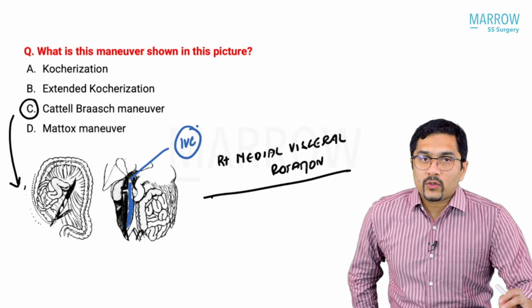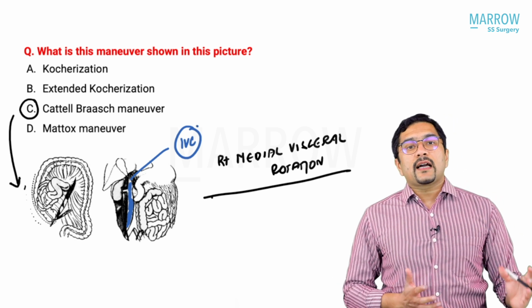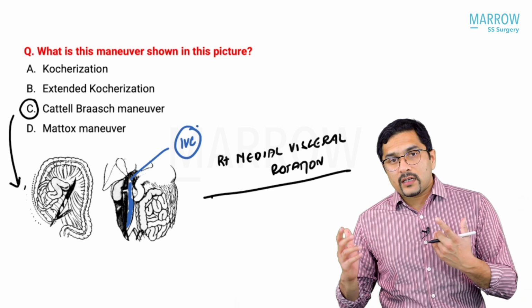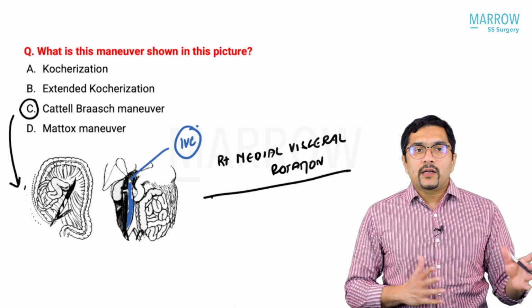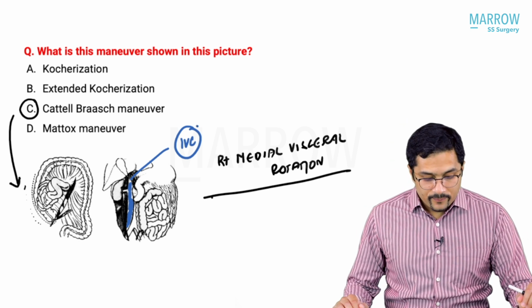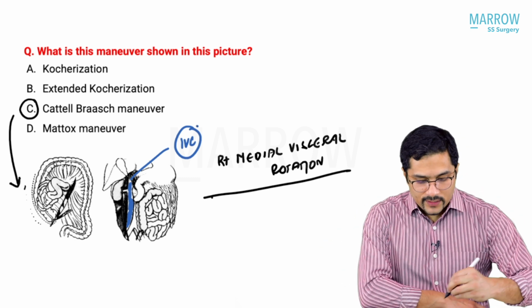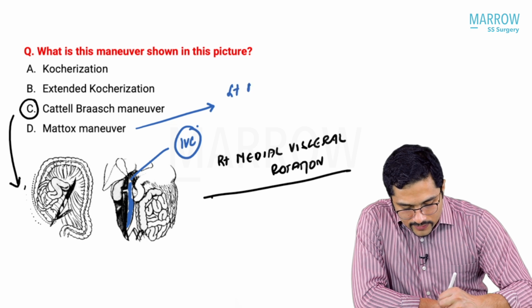You can see here the IVC gets exposed in right medial visceral rotation. So, supposing you are operating a patient with a renal cell carcinoma where you have to take control of the IVC or the renal vein, there you will carry out a Cattell-Braasch maneuver and you can expose the IVC. The opposite of this is known as Mattox maneuver. Mattox maneuver is left medial visceral rotation.